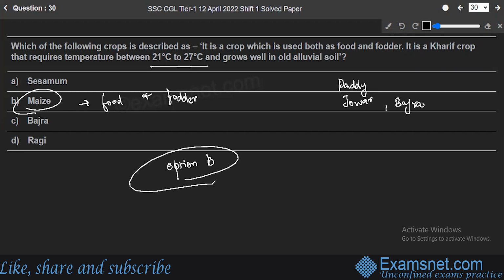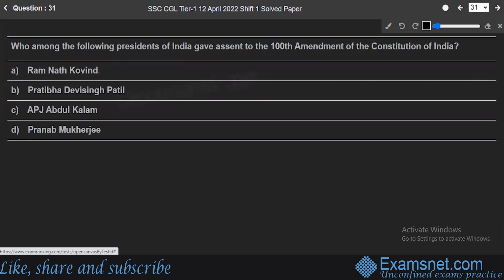Hope you are clear. Next, question number 31. Who among the following presidents of India gave assent to the 100th Amendment of the Constitution of India? Is it Ramnath Kovind, Pratibha Devisingh Patil, APJ Abdul Kalam, or Pranab Mukherjee? Which is the right answer to the question? See, Pranab Mukherjee gave the assent to the 100th Amendment of the Constitution of India.